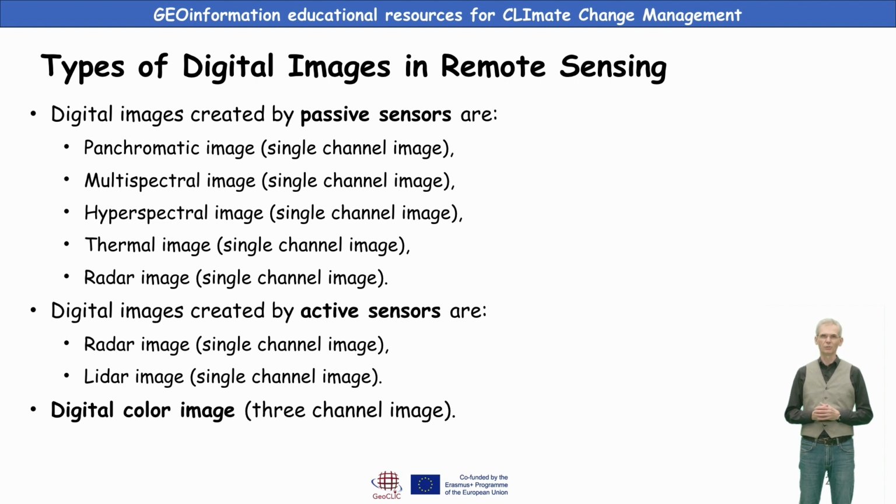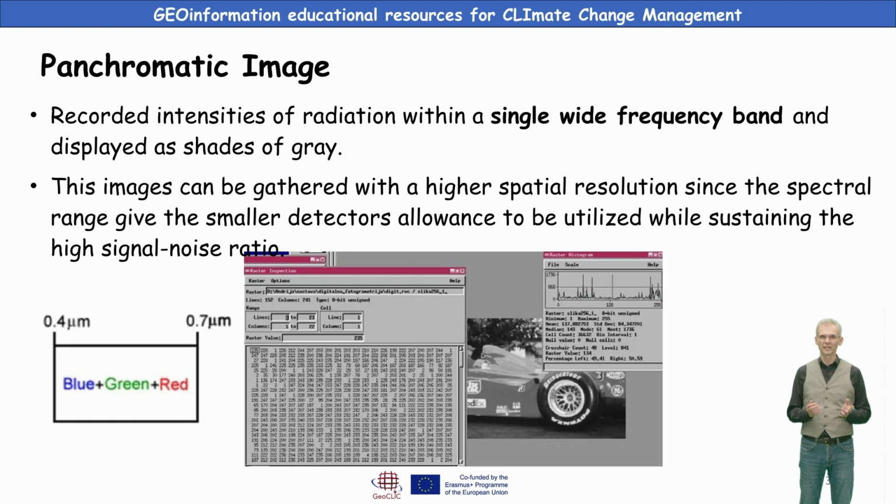It is a record of the radiation intensity of a wider part of the spectrum, or the entire range of radiation for which the sensor is sensitized. For example, the entire range of the visible part of the spectrum is used to create an RGB color image. This radiation intensity is shown by shades of gray. Panchromatic images are created with the best spatial resolution, because the energy of a wider spectral range makes it possible.